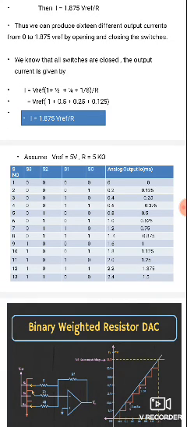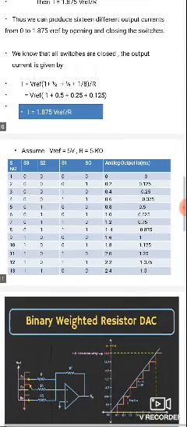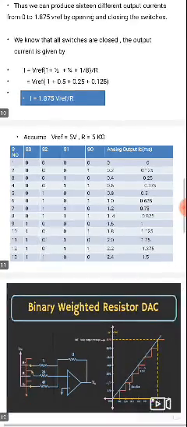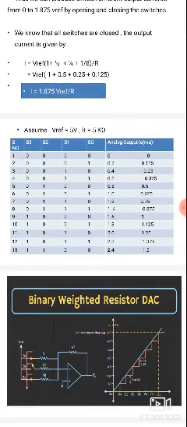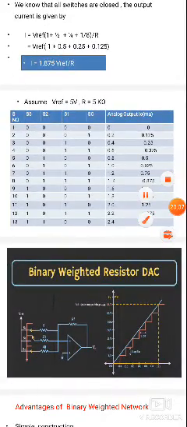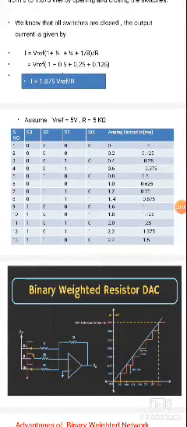First of all, the switches are closed. Next, one switch is closed. Second, third, fourth, two switches are open. So we are taking up to 16 conditions. We know that when all the switches are closed, the output current is I equals V reference into 1 plus 1 by 2 plus 1 by 4 plus 1 by 8, all over R. That is, 1 by 2 is 0.5, 1 by 4 is 0.25 and 1 by 8 is 0.125.